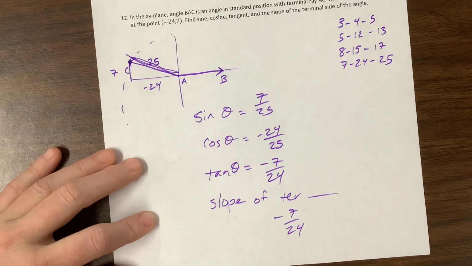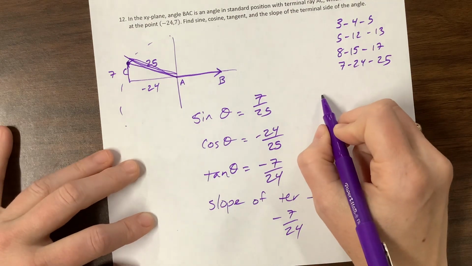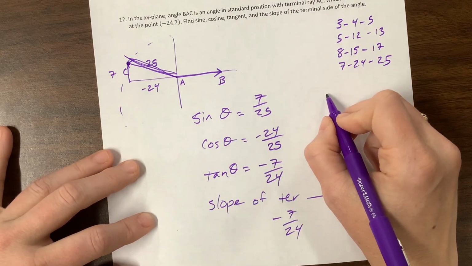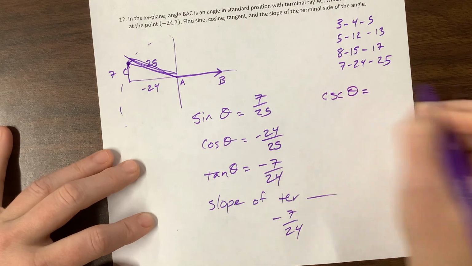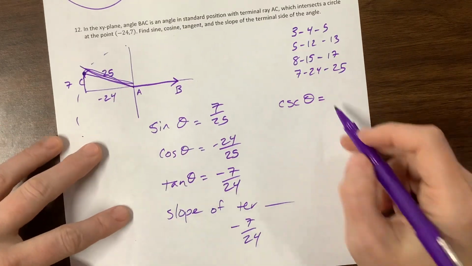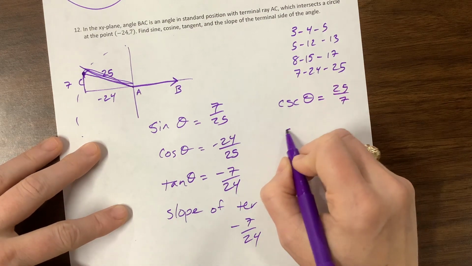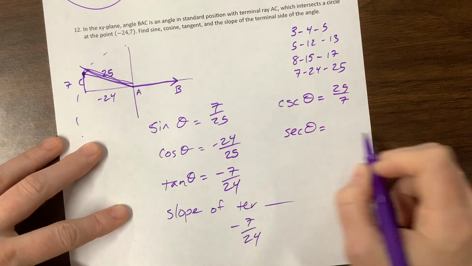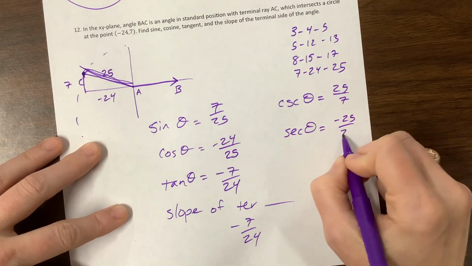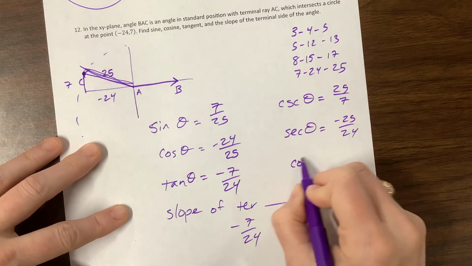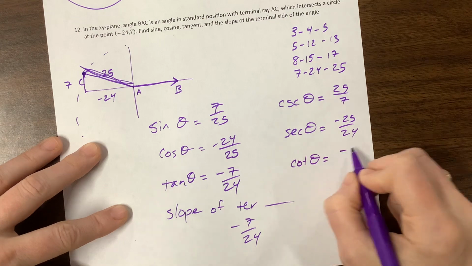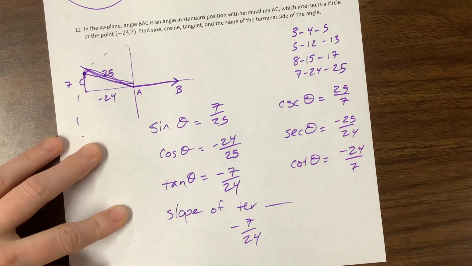If we have already gotten to this point, we know that the reciprocal of sine is cosecant. I'm not sure if we've made it this far yet. I don't know that they're going to ask this question, but here we go. The reciprocal is 25 over 7. Cosine's buddy is secant, and so this is negative 25 over 24. And tangent's buddy is cotangent, negative 24 over 7.